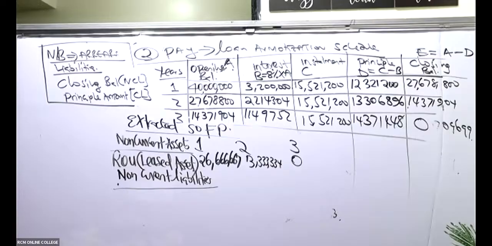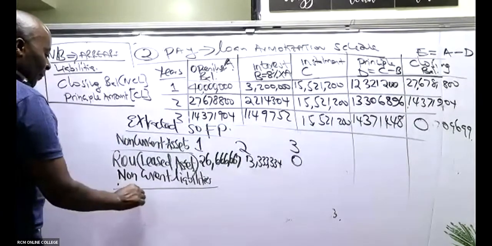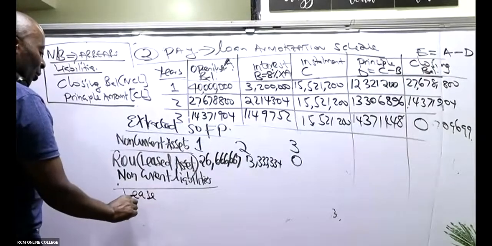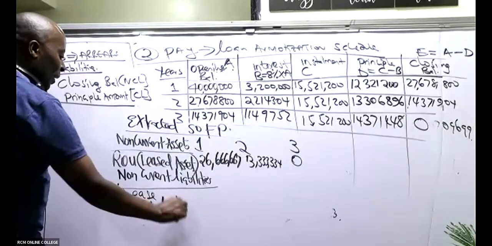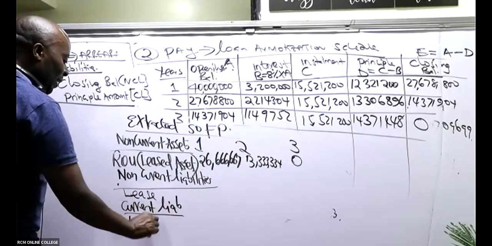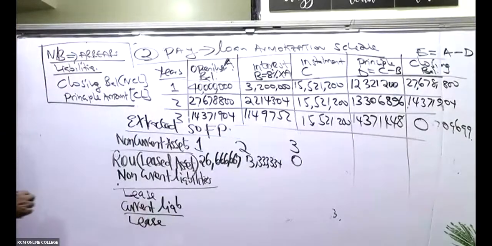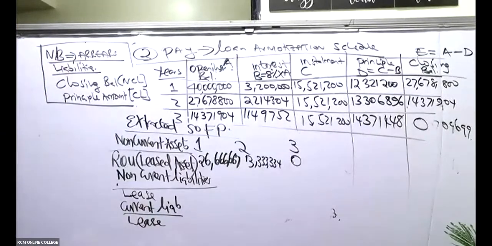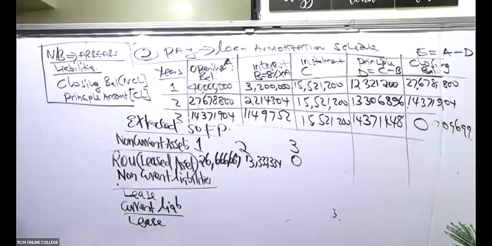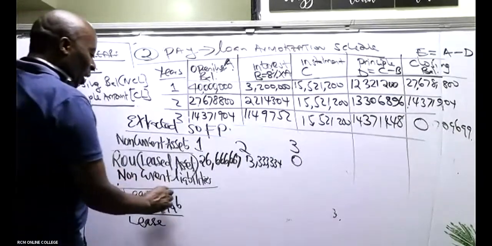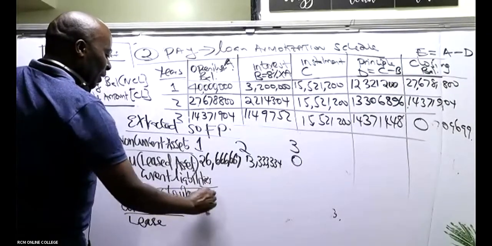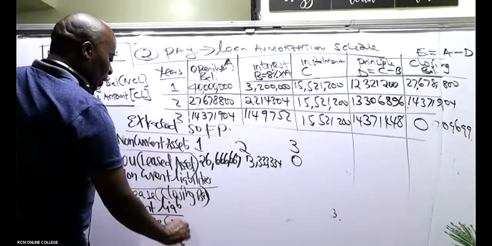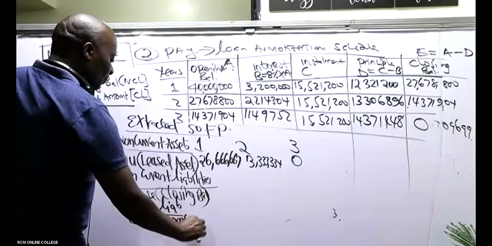Yeah. So sasa ukishaandika namna hiyo, under non-current liabilities, we have here lease. You will simply write lease. And also under current liabilities, you shall also write lease. So remember, here you're going to pick what we call the closing balance, and here you shall pick the principal amount.